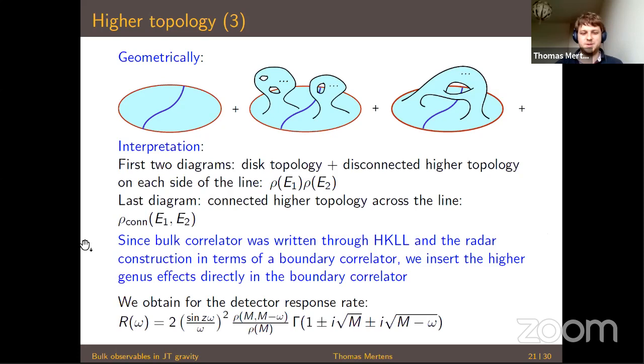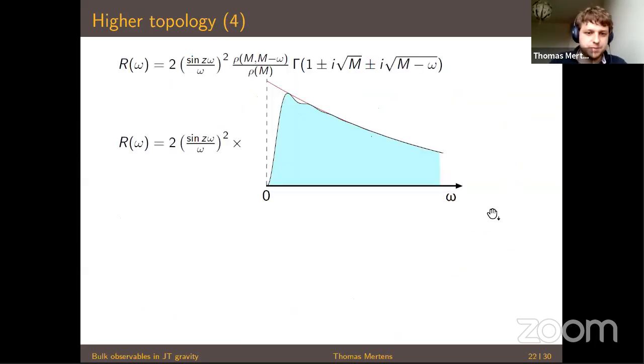Okay, so given that we're going to try this, the final detector response rate is modified only in a small way. The only place where it gets modified is that now we have a pair density correlator here, while previously, you can see what we had previously, because this rho m minus omega, if just at genus 0, would be rho 0 m times rho 0 m minus omega. So the rho of m's drop out, and we just have rho 0 m minus omega. So this is the generalization you get if you assume this definition of higher topology for bulk correlators.